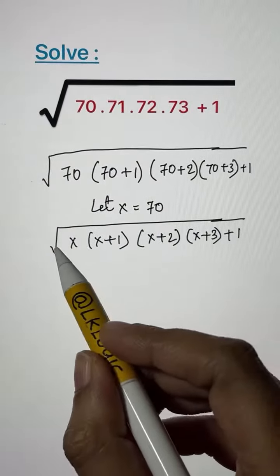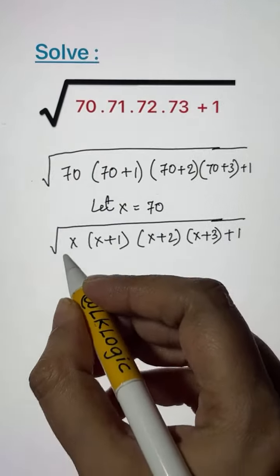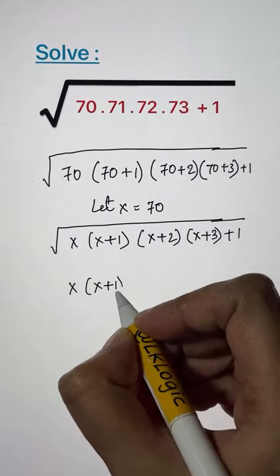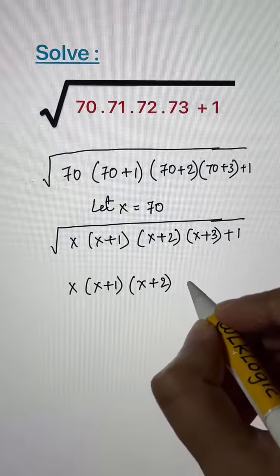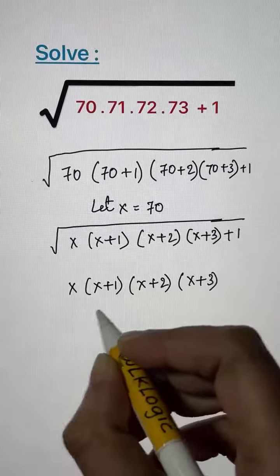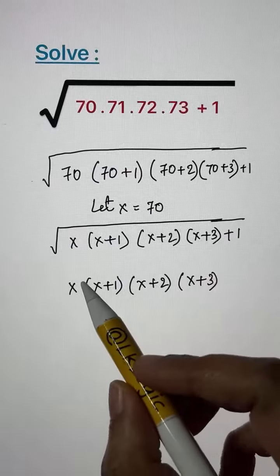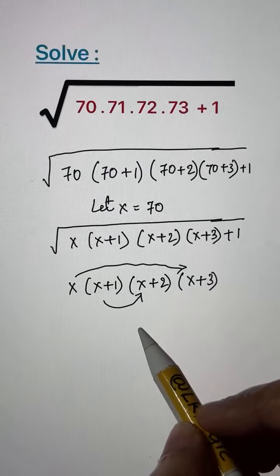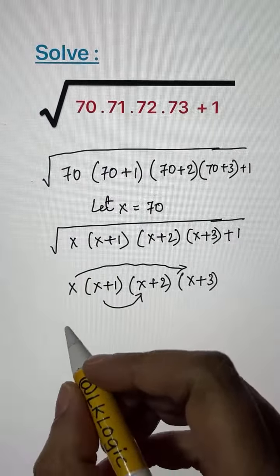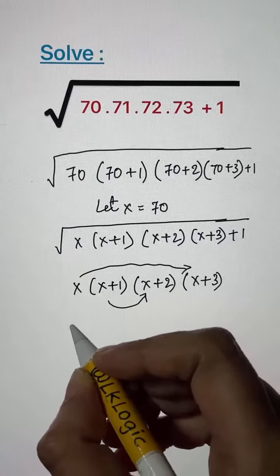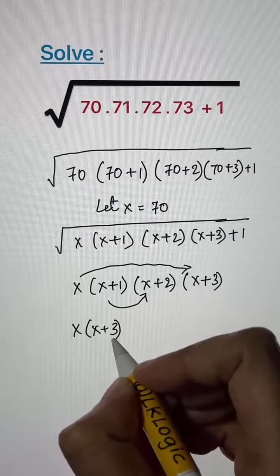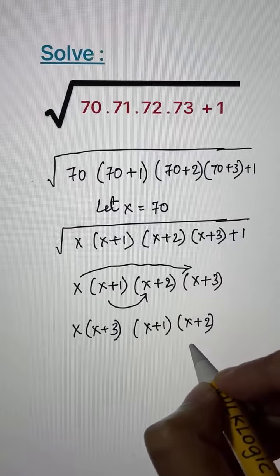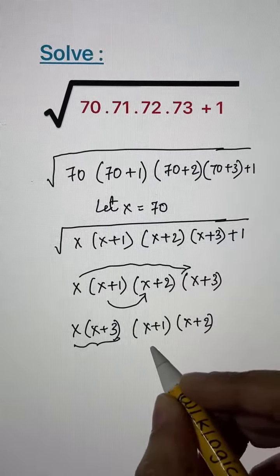Now let us solve for the inside part. I have x times x plus 1 times x plus 2 times x plus 3. I'm going to solve for this part first. So let's multiply x times x plus 3 and x plus 1 times x plus 2. So what do I have? x times x plus 3, and then x plus 1 times x plus 2. Just rearranging the terms.